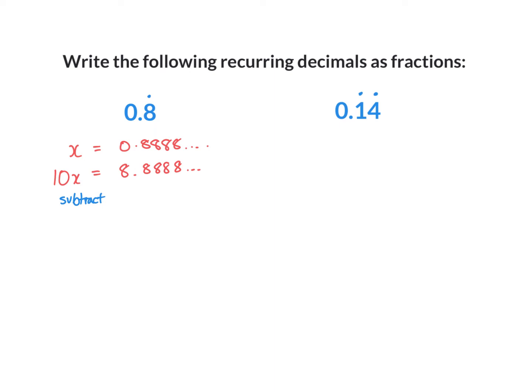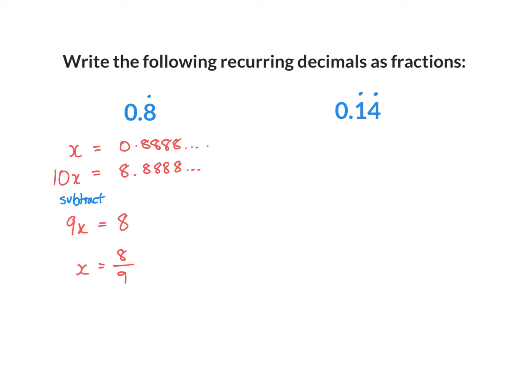So I'm going to start: 10x take away x is 9x. And likewise, 8.88888 take away 0.88888. Well, this is a cool thing in that all the 0.88888s cancel out, and we're left with 8 take away 0, which is 8. And now if 9x equals 8, x is equal to 8 divided by 9, 8/9. And so we've written 0.8 recurring as a fraction.